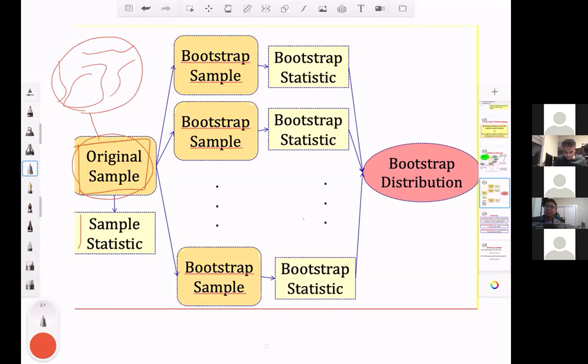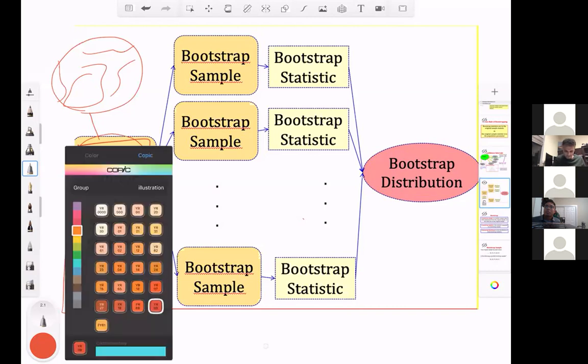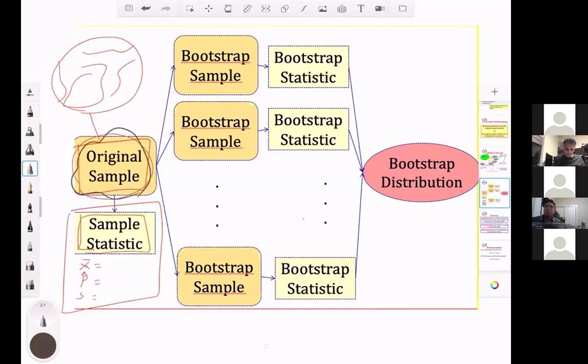We apply a sample statistic. For example, we get X bar, proportion, standard deviation. This is something that we can apply to the sample. But with this one sample, we are not able to make a conclusion about our population. What we do is apply a bootstrap. Bootstrap says, go back to this one sample that you picked. Now create random bootstrap samples.